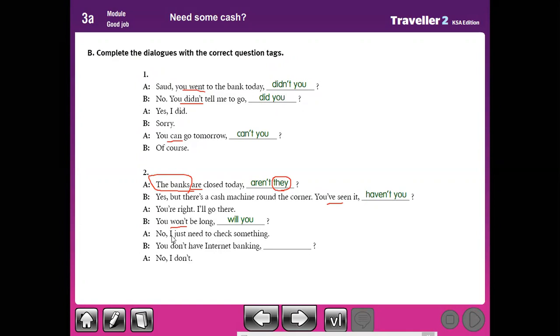Number 7, no, I just need to check something. You don't have internet banking. Here, pay attention. This sentence is in the present simple. Here don't. So there is an auxiliary verb, don't, so you should put do. Excellent. Because the statement is negative, you should use an affirmative question tag. Do you?